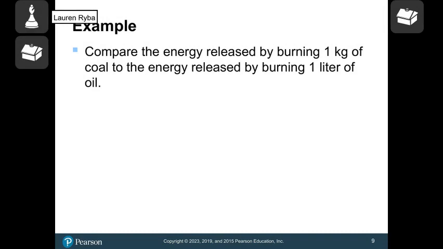I would like you to try to compare the energy released by burning 1 kilogram of coal to the energy released by burning 1 liter of oil. And if you go back 3 slides, you can go back to that table and grab those numbers. If you want to, you can type your comment on the slide for the answer that you got, or you can comment it with a voice message.